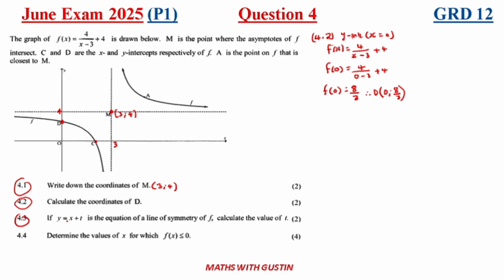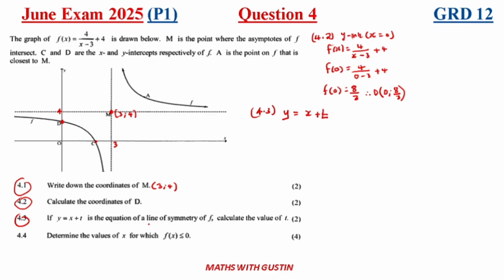4.3 says if y equals x plus t is the equation of the line of symmetry of f, calculate the value of t. So you would know that the line of symmetry is given by an equation of a straight line. So for 4.3, you come here and say, okay, this is what we are given. They want us to find the value of t.